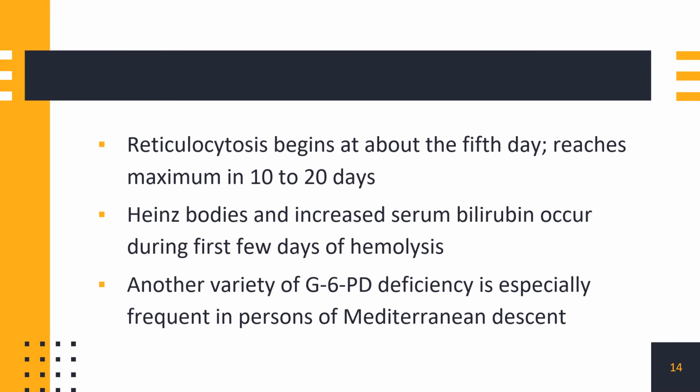Reticulocytosis begins at about the fifth day and reaches maximum in 10 to 20 days. Heinz bodies and increased serum bilirubin happen during the first few days of hemolysis. Another variety of G6PD deficiency is particularly common in persons of Mediterranean descent.